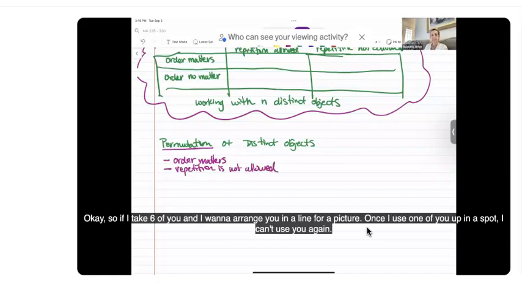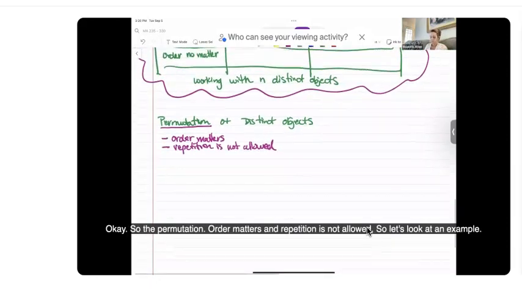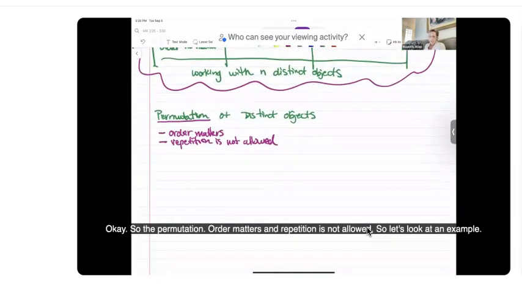Okay? So if I take 6 of you and I want to arrange you in a line for a picture, once I use one of you up in a spot, I can't use you again. You can't be in the front and the back of the line, right? You are used up in your spot. So that's what I mean by repetition is not allowed, but where you are in this line does matter. Okay? So the permutation, order matters, and repetition is not allowed.